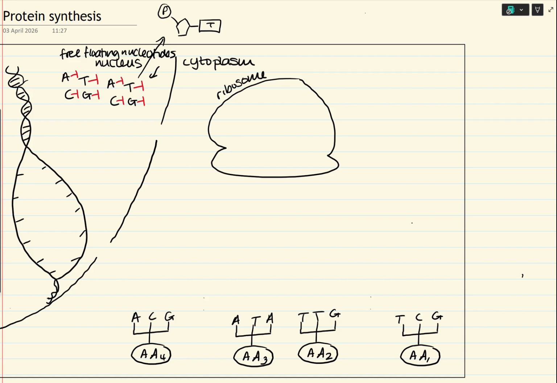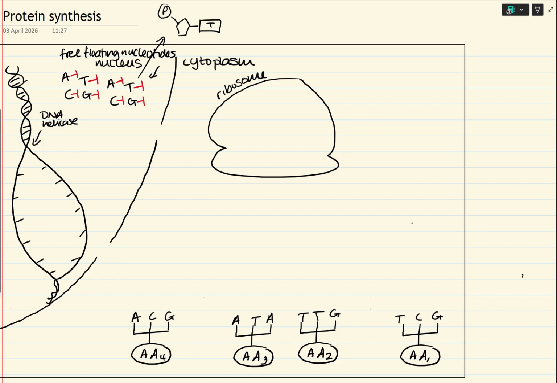Okay, so if we are making protein, then we need to access the sequence of bases in the DNA. So along comes an enzyme called DNA helicase. And what this DNA helicase does is it breaks the hydrogen bonds between the bases, just in that region of the gene that we want to express. So this could be the gene for insulin. Okay, this could be the gene.